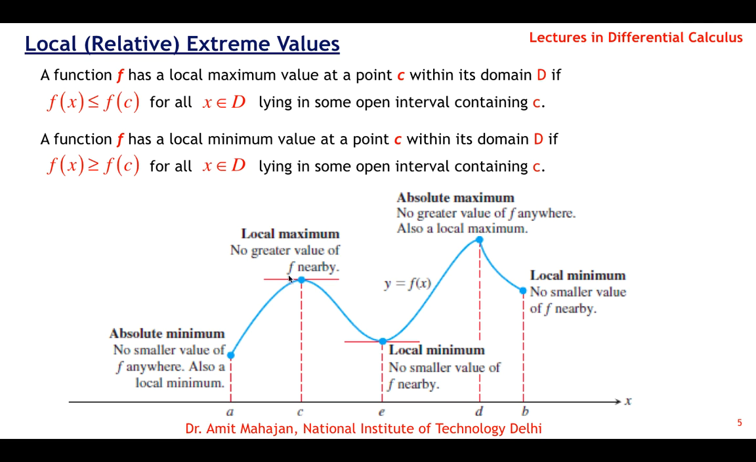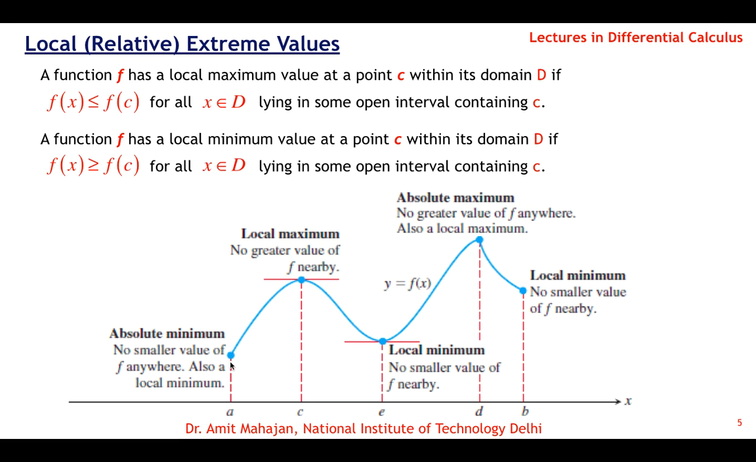And if you know all the local maximums, then you can compare all the local maximum values and find out the absolute maximum value. Similarly, this point is a point of local minima because the function value here is less than or equal to the function values in the neighborhood, for all x in the domain and lying in some open interval containing this point e. So f of c is less than or equal to f of x for all x in the small interval containing the point e. So this acts as a local minima.